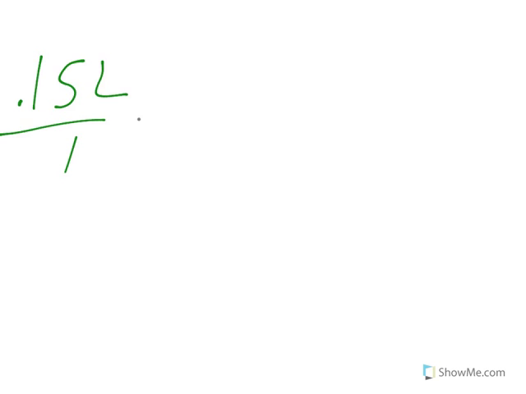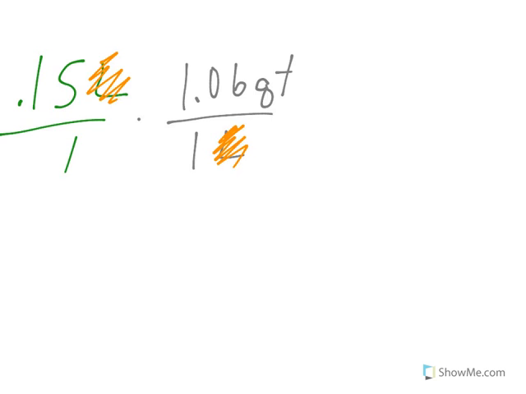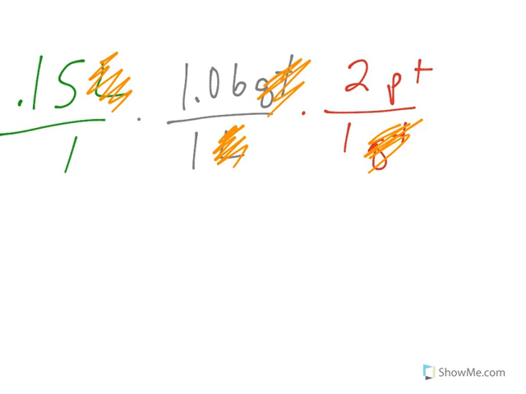So we can go from liters to quarts. 1 liter is 1.06 quarts. Okay, so that gets me out of liters. Well, quarts isn't the final answer. We need to know how many pints people are drinking. So 1 quart is 2 pints. Quarts cancel out. Beautiful, there's all ones in the denominator. So I multiply across the top. Every person is drinking 0.318 pints.